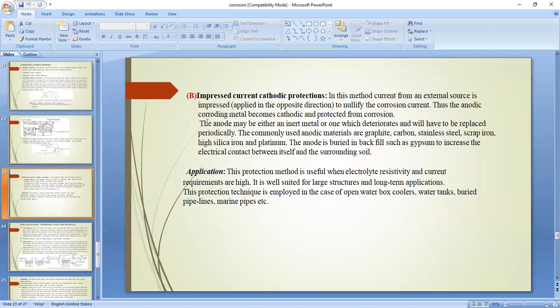So generally, the anodic metal may be either an inert metal or one which deteriorates and gets replaced periodically by the most active metal. And here, the most commonly used anodic metals are graphite, carbon, stainless steel, iron. So these are the most commonly used anodic metals.